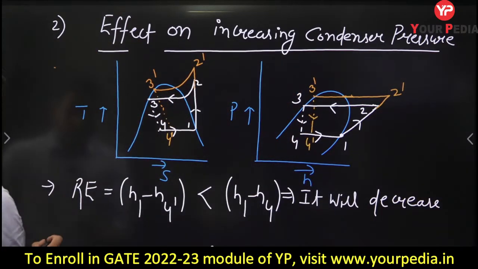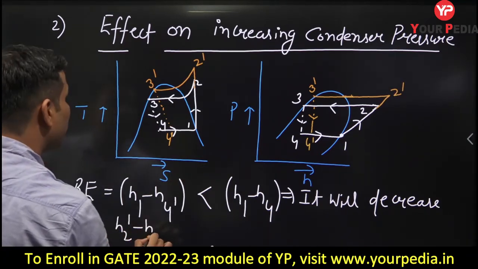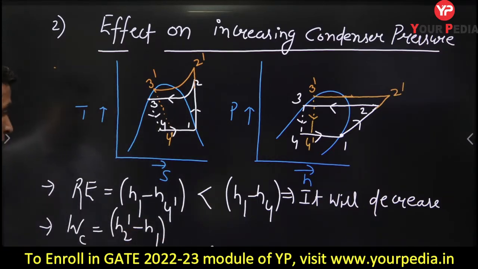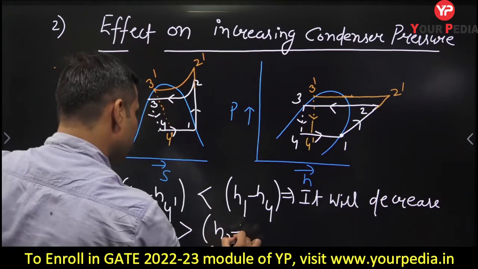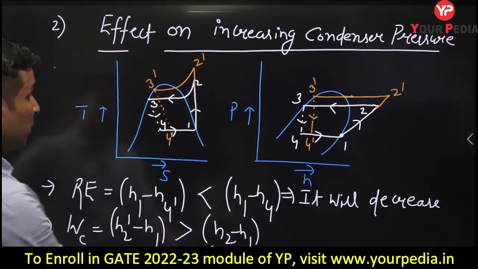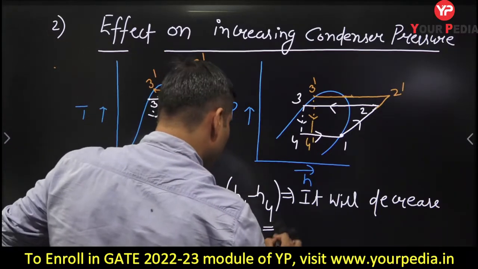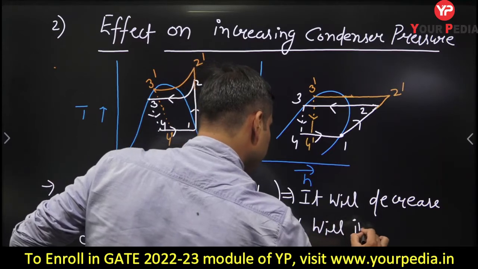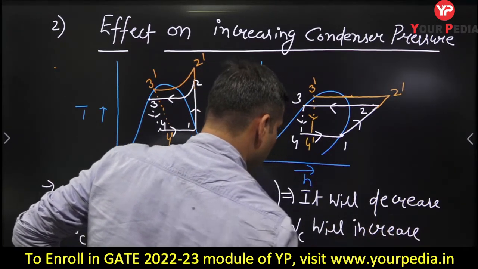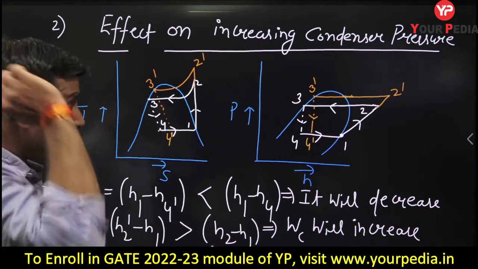Okay, now if you will talk about W in compressor, W compressor, what is W compressor guys? W compressor will be H2 dash minus H1, okay, H2 dash minus H1, and that is more than as compared to what? H2 minus H1, okay, because pressure ratio is also increasing here. You can observe here the pressure ratio is increasing, okay, so the compressor work WC will increase. W compressor क्या करेगा आपका? It will increase.